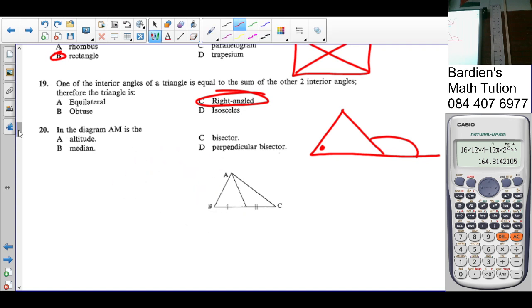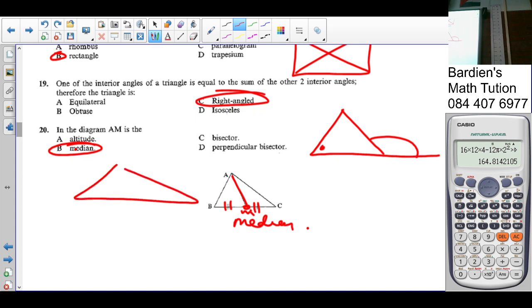And the last one. In the diagram, AM is, if this is equal, it's called the median. That should be an M there. So it's your median. Your altitude will be drawn like this at 90 degrees.